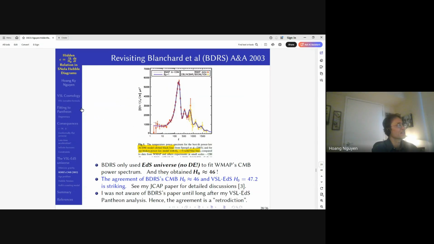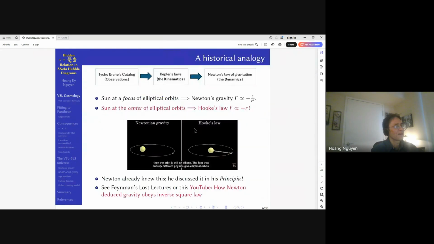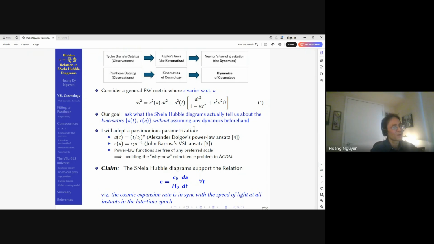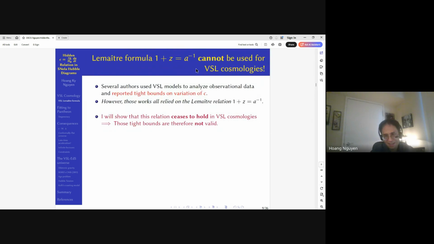Number one is that if those analyses relied on the Lorentz formula, then the conclusion from those analyses would be questionable. Because if you use the wrong model, then the result can be anything. Okay, that's number one. So therefore the time variation in the speed of light c cannot be rejected, because you used the wrong relation.